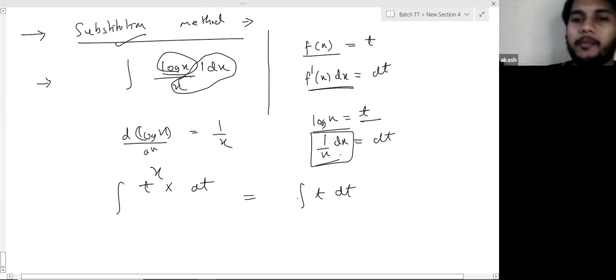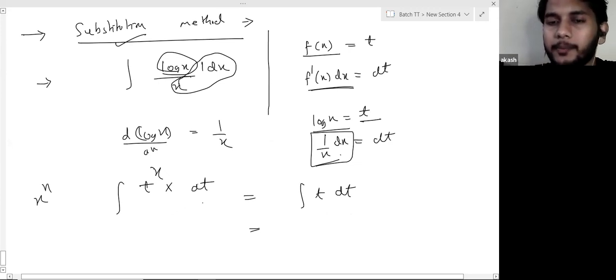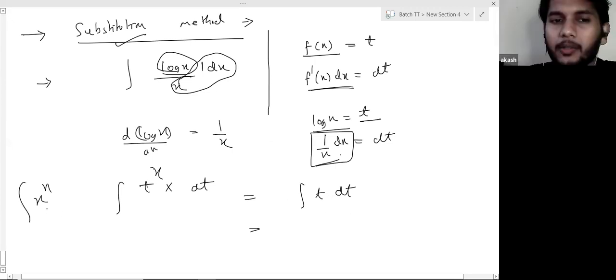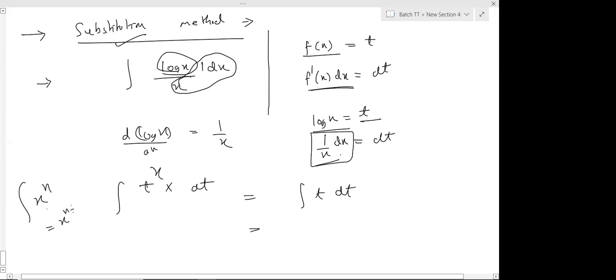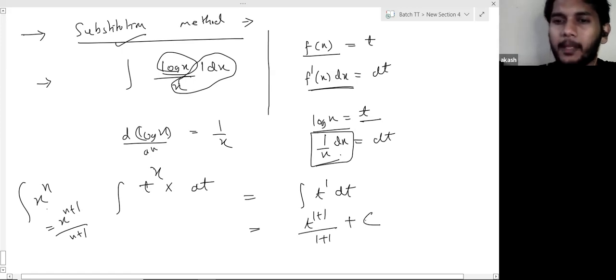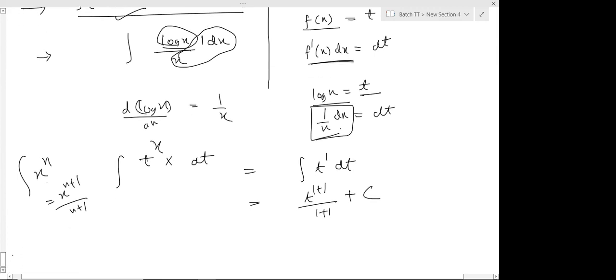All right. Now we have basic formulas. Integration of x raised to the power n. What is the formula for that, Ahmed? What is the question? What is the formula of integration of x raised to the power n? X raised to n plus 1 by n plus 1. Absolutely. So we can use this formula here. This is t raised to the power 1. So this will be t raised to the power 1 plus 1 upon 1 plus 1, plus c. Right? Yes, sir.